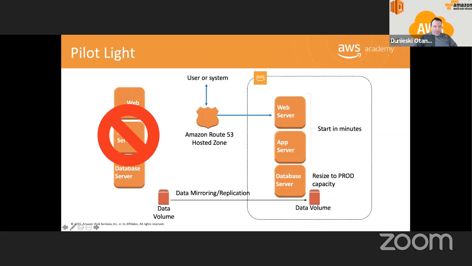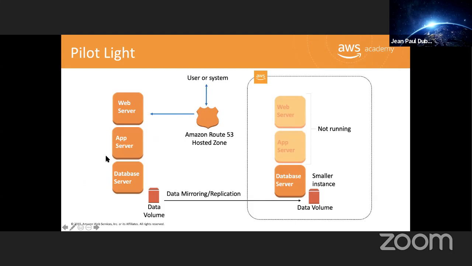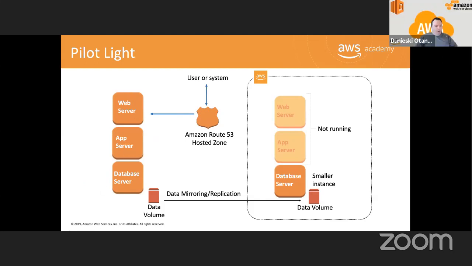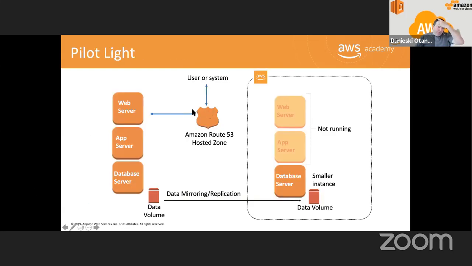Pilot light. So pilot light is another one, which is a little more expensive than backup and restore. In this architecture, you have an on-premises system, right there. Now, Amazon Route 53 is pointing to your on-premises system. It's right here, pointing.